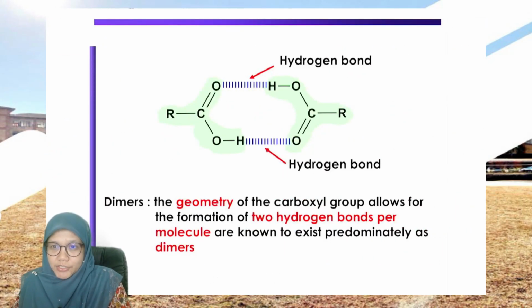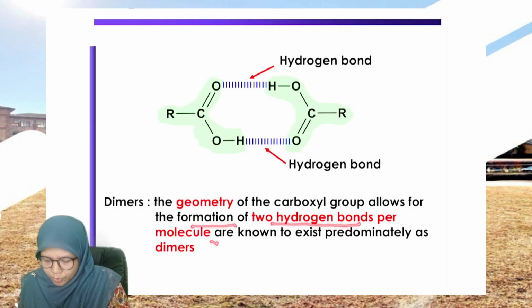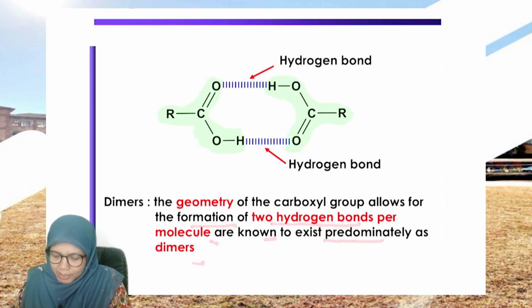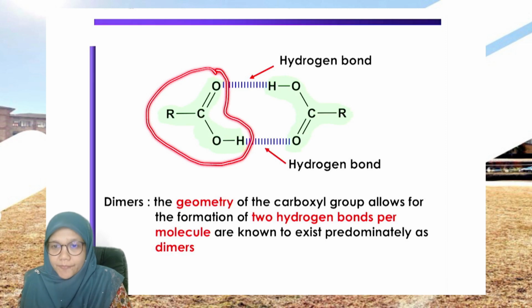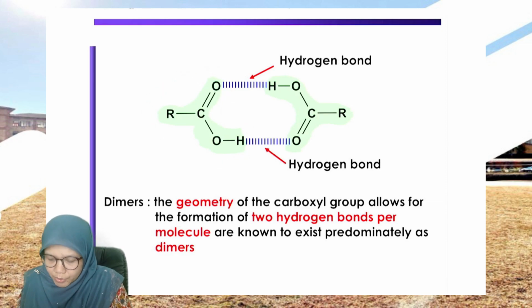Okay. The structure shows the two hydrogen bonds per molecule formed. The geometry of the carboxyl group allows for the formation of two hydrogen bonds per molecule, and carboxylic acids are known to exist predominantly as dimers. Okay, ini kita boleh nampak, dalam satu molekul carboxylic acid, boleh buat dua hydrogen bond per molekul. Yang ini yang kita panggil dimer.